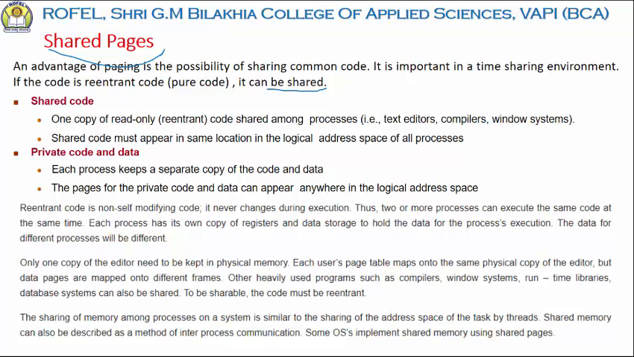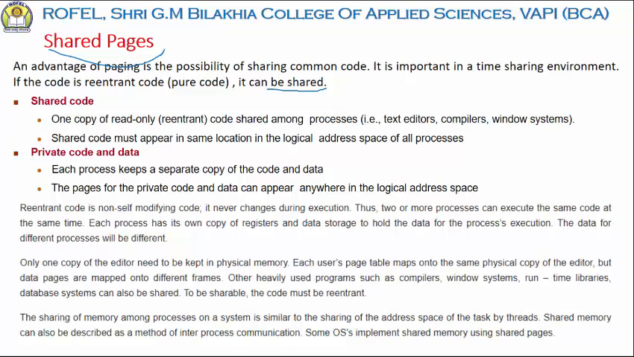Now only one copy of the editor needs to be kept in the physical memory, and each and every user uses that copy of the editor from the physical memory. But the private data, which cannot be used by different processes, is mapped to a different frame. Now the sharing of memory among the processes on a system is similar to the sharing of the address space which is available in threads.